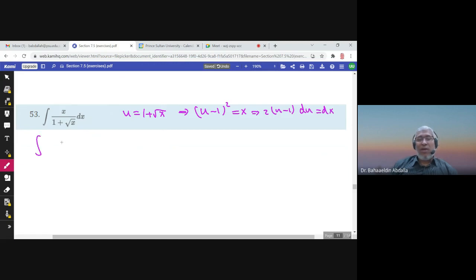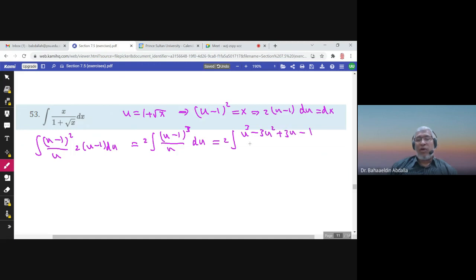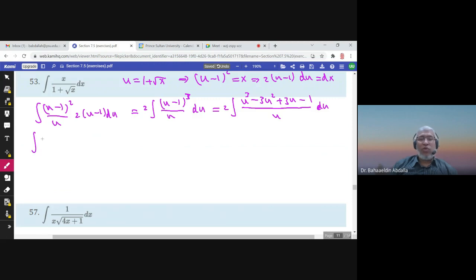So it would be the integral of x. Now what is x? x is (u minus 1) squared. All right. And 1 plus square root of x is just u. And dx is 2 times (u minus 1) du. So it would be the integral of 2 times (u minus 1) to the power 3 over u du. And that's easy. You just find the cube of u minus 1. It's u cubed minus 3u squared plus 3u minus 1, over u. And then you divide: u cubed over u is u squared, minus 3u squared over u is 3u, plus 3u over u is 3, minus u inverse, and you find the integral easily.